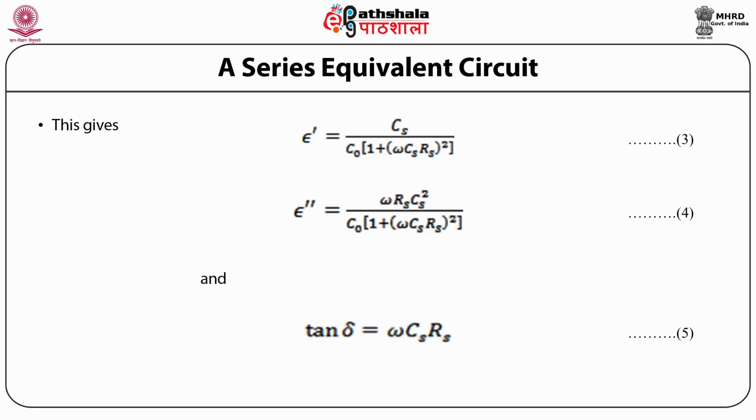According to equation 4, the characteristics show a broad maximum at the radian frequency corresponding to omega Cs Rs equal to 1. Substituting Cs Rs equal to tau, the condition for maximum epsilon double prime translates into omega tau equal to 1. Tau is the relaxation time, which substitutes for the time constant in electrical engineering applications.